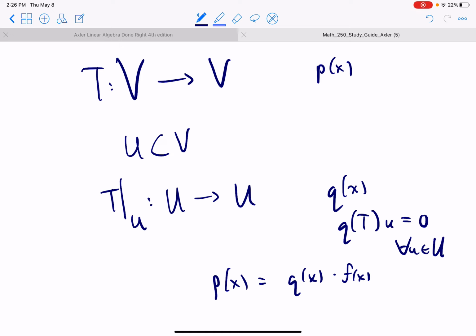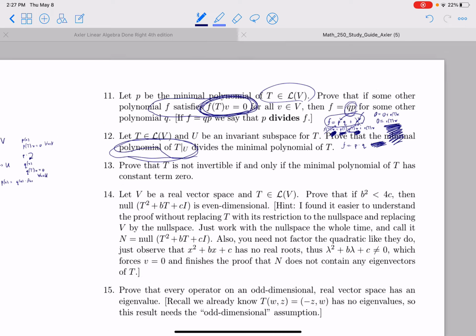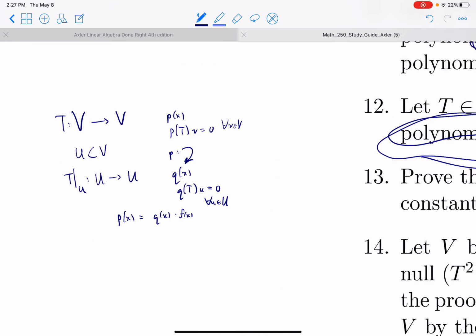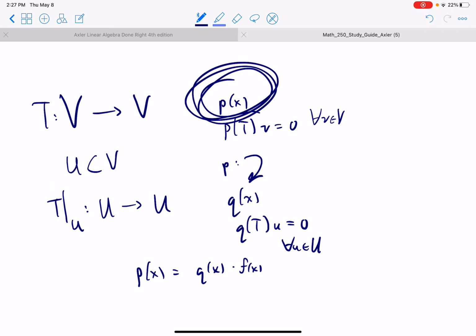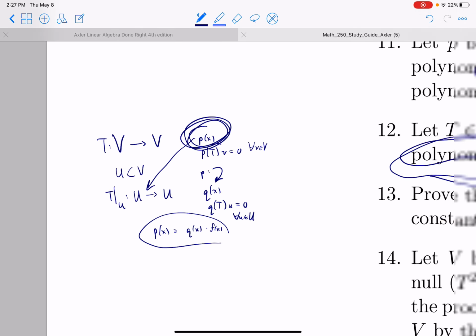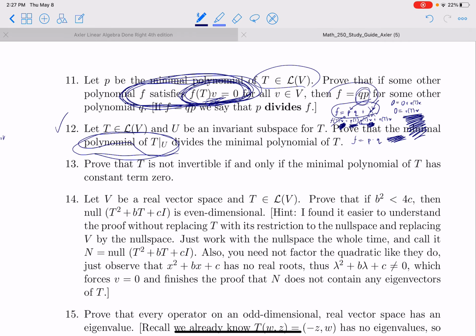Okay. But p of x satisfies that p of t v equals 0 for all v and v. But that includes all the u's. So p satisfies the same condition as q. But we just finished proving that if a polynomial satisfies that same condition, that it's 0 on all vectors, then it's got to be a multiple of the minimal polynomial. So that means that this one, which satisfies the same condition, it gives 0 on all the vectors in u, must be a multiple of the minimal polynomial of u. And that's exactly what we were trying to prove. Okay, so that one's done.